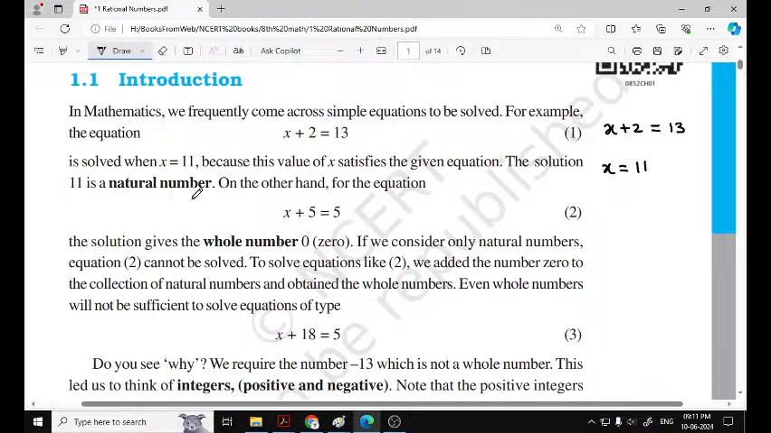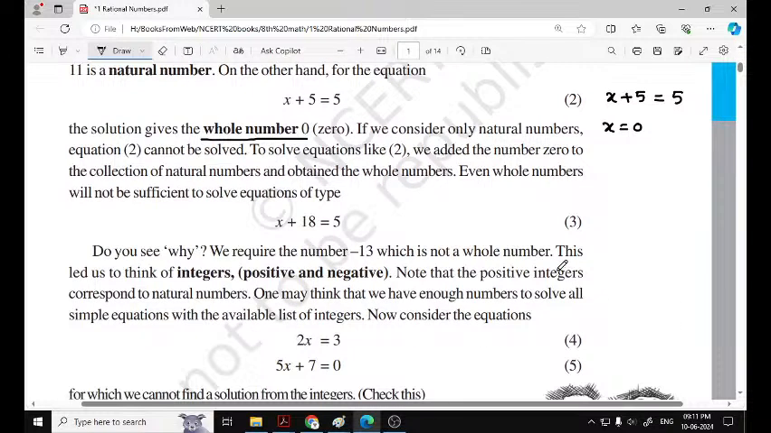11 is a natural number. So solution of this simple equation is a natural number, but that cannot be always a natural number. Here we have one more equation, and that equation is x plus 5 is equal to 5. So here value of x must be 0 because 0 plus 5 is equal to 5. But now this 0 is not natural number, and solution of this equation is a whole number.